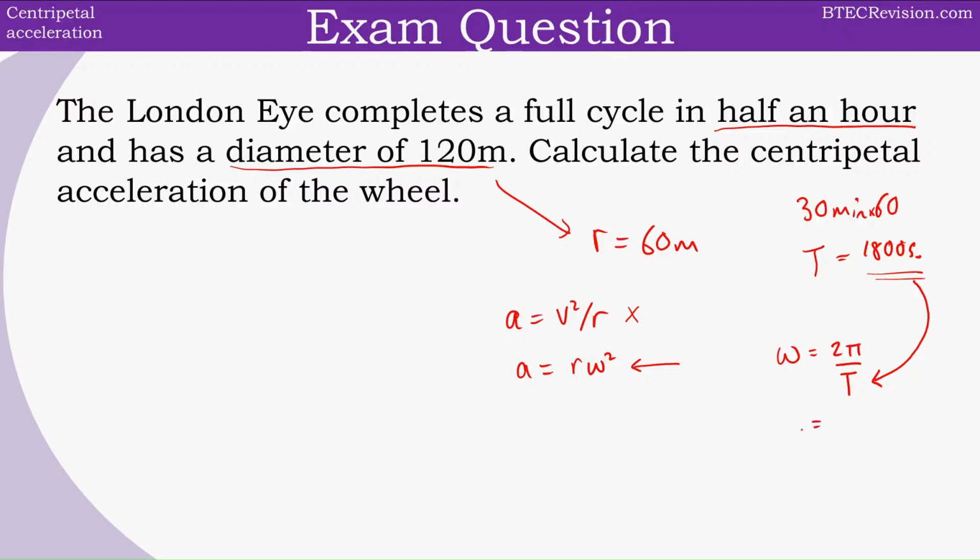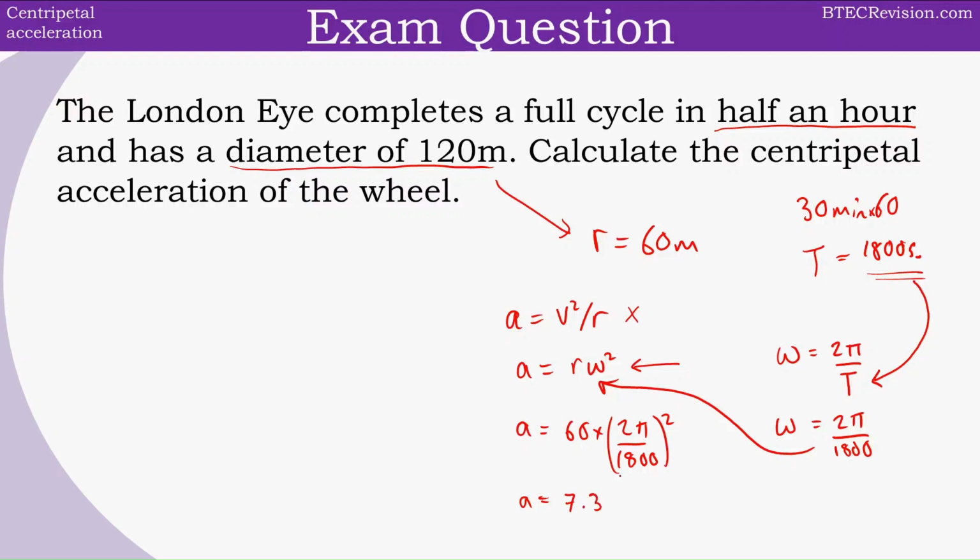We can plug that into the equation to give us omega, which will be 2π over 1,800. And then we can plug that into the centripetal acceleration equation, which is a = r, which is 60, times ω, which is 2π over 1,800, squared. That would give us a value of 7.31 times 10 to the negative 4 meters per second squared.